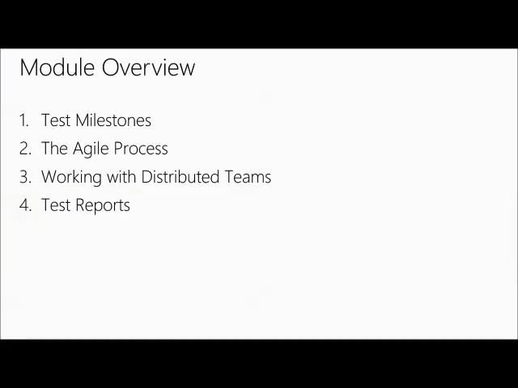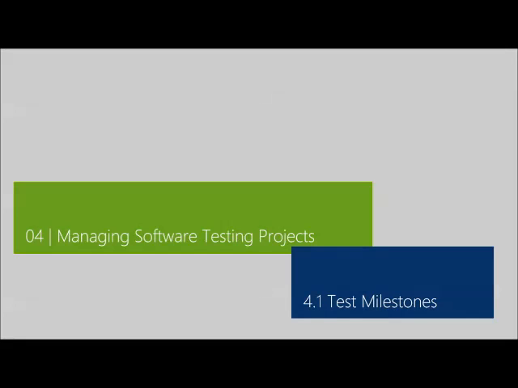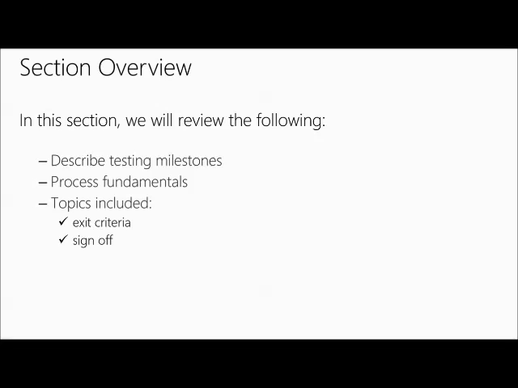So let's go ahead and move forward. We already talked about what the module will cover: milestones, agile process, distributed teams, and test reports. Let's start with test milestones. So in this section, we'll review testing milestones, process fundamentals, and then we'll go into topics like entry criteria, exit criteria, and also sign-off.